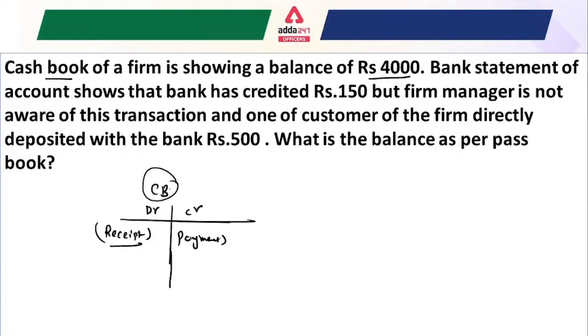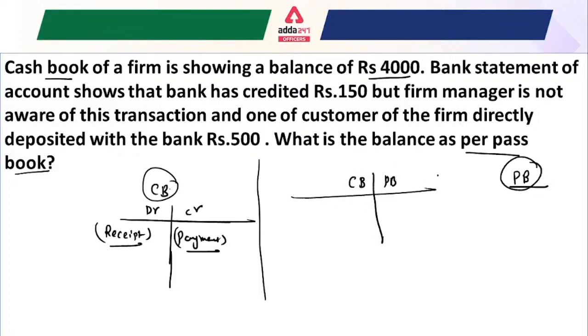So if the cash book of the firm is showing a balance of 4,000 rupees, and we have to find out the balance as per the passbook, just write here passbook, and after that make a table with cash book and passbook. After that, circle this passbook and circle this passbook. Now you only have to read the condition and apply it on this table. So the cash book of the firm is given as 4,000, so just write here 4,000, obviously with a positive term.